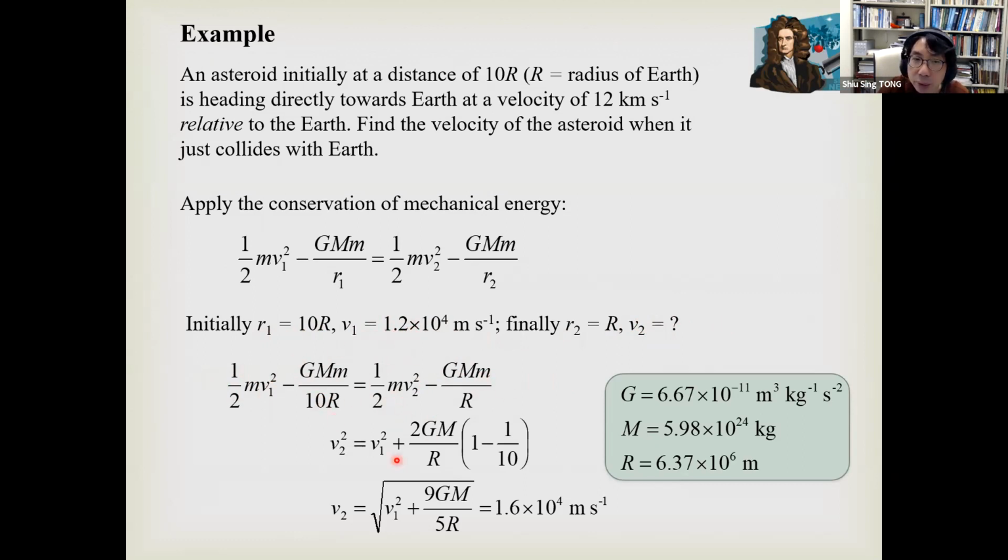We rearrange this equation so we make V2 the subject of the formula. And so we got this number, and we take a square root. The initial distance is 10 R, the final distance is R. Okay, so we have this factor. And eventually, after moving all the terms to the right and taking the square root, we plug in the gravitational constant, the mass of the Earth, the radius of the Earth, and also the initial velocity V1. We got the velocity when the asteroid hits the surface of the Earth. Okay.